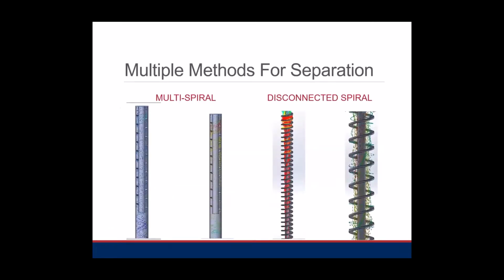And this slide is just showing there's multiple methods for fluid and solid separation. There's a multi-spiral. So the cyclonic is essentially just spinning over a certain length before the intake. There's a disconnected spiral, but with the disconnected spiral, if the fluid rate isn't high enough, essentially the fluid will just go down the inside and bypass the spiral.